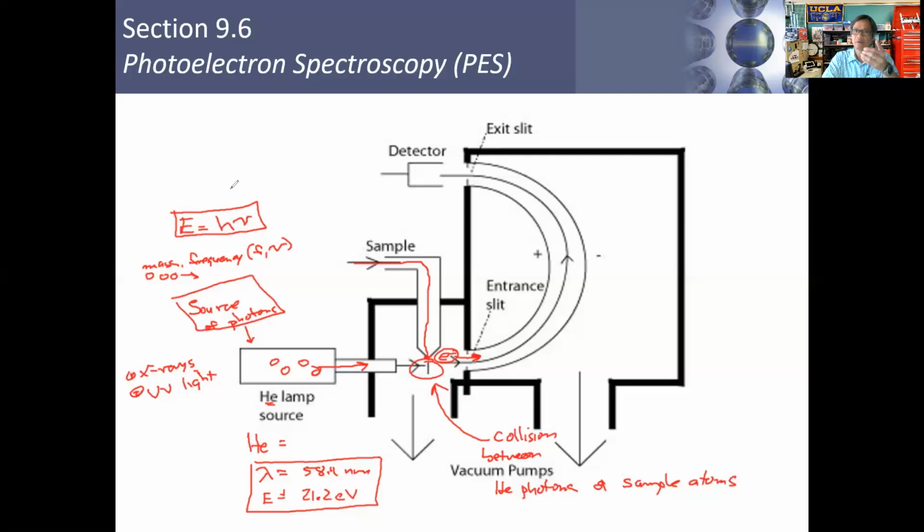The idea behind photoelectron spectroscopy relies upon that photoelectric effect, in that we're doing the same thing. We're going to be hitting the sample, now not as a metal but as a gas, a vaporized sample, with some high energy photons. Typically in the past, they've used X-rays and UV light. What they do now is they use helium.